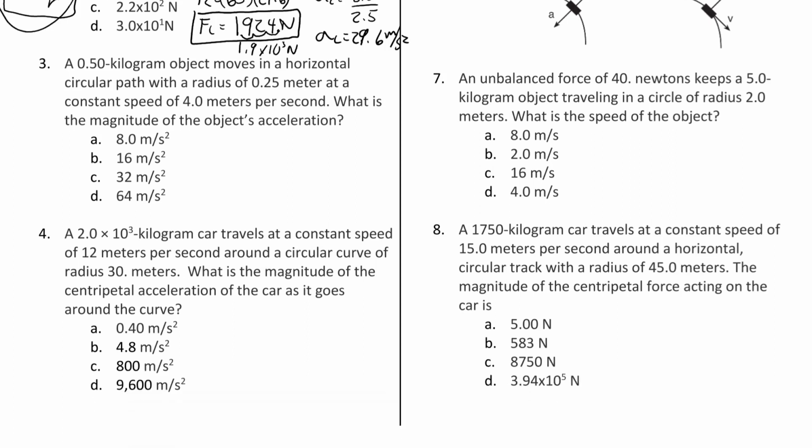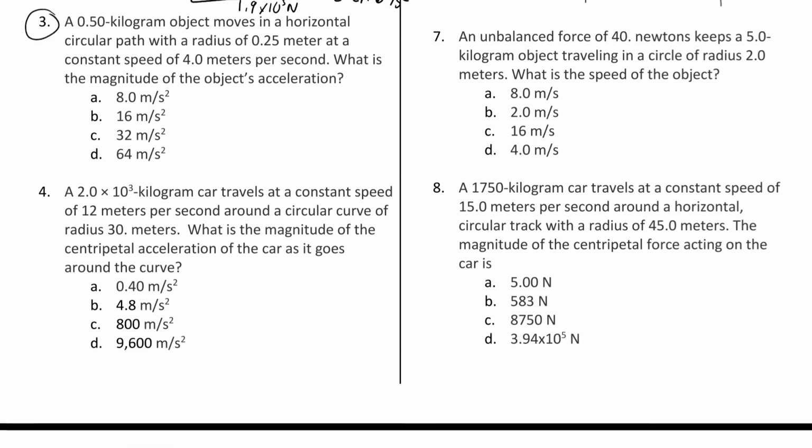So, number 3. A 0.5 kilogram object moves in a horizontal circular path with a radius of 0.25 meters at a constant speed of 4 meters per second. What is the magnitude of the object's acceleration? So they tell you the mass. Since they're asking for the acceleration, that's irrelevant. The radius is 0.25 meters, and the speed, or the tangential velocity, is 4 meters per second.